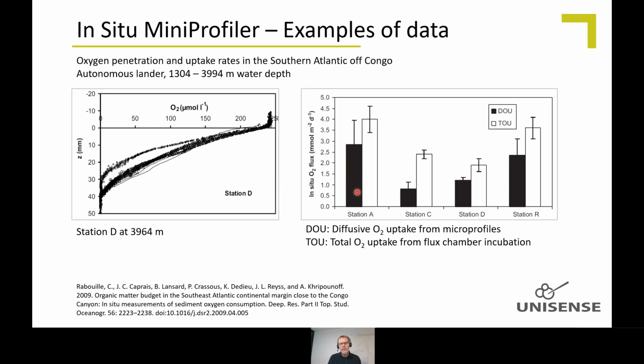The black ones, that is the diffusive oxygen uptake, so calculated from the microprofile, in the exact spot where the profile was measured. And the white ones is the total oxygen uptake calculated from the flux chamber. So that includes macroorganisms, also the fauna. And the difference between the diffusive oxygen uptake and the total uptake is often taken as an indication of the activity of fauna. And the ratio between these two is often calculated and taken as an indication of the activity of the fauna.